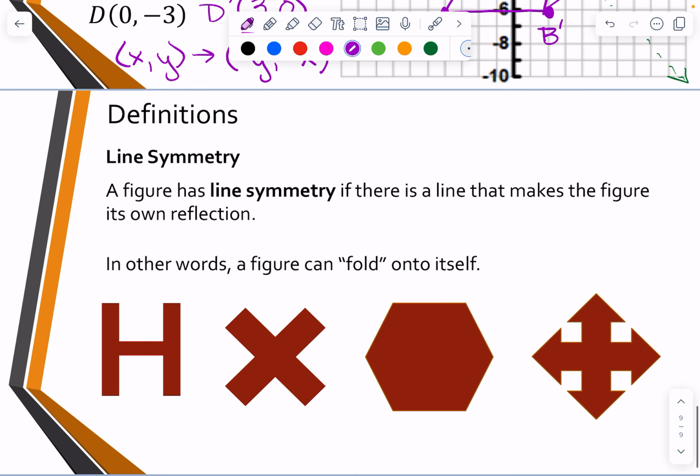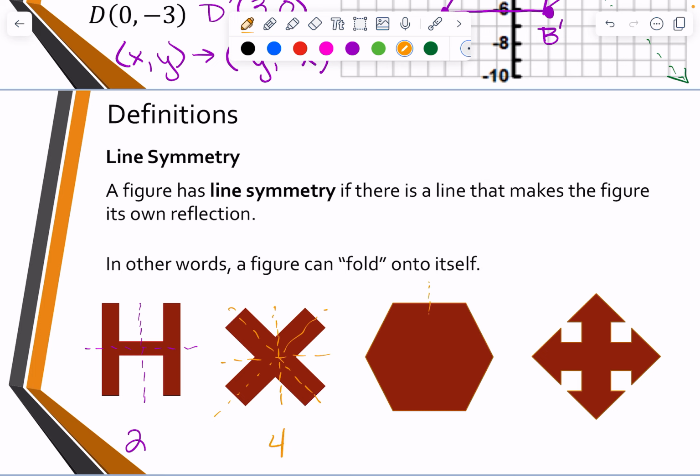So the last thing we're going to do is talk about line of symmetry. We've learned about line of symmetry before. It is simply where the line makes the figure its own reflection. In other words, it can fold onto itself. So if we look at these four shapes, this first one here, we would have two lines of symmetry. One going vertically right down through the middle and one going horizontally. This second one at this X, we have the vertical one, the horizontal one, but we also have the ones splitting through the middle there. So that one has four lines of symmetry.